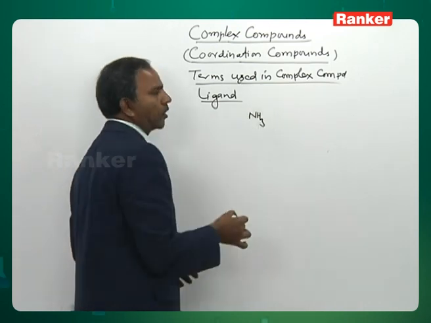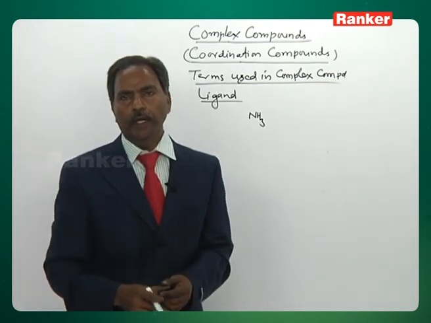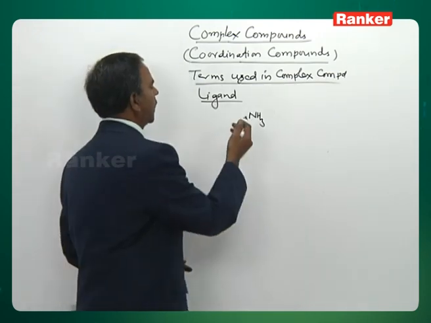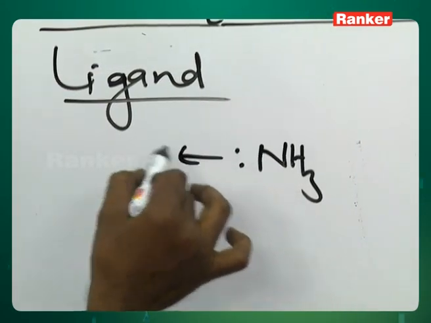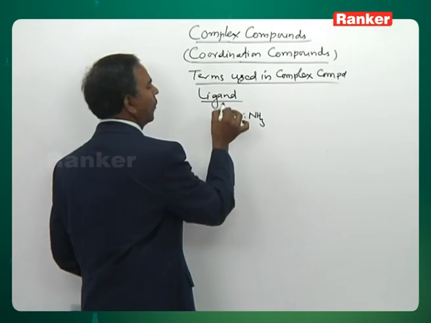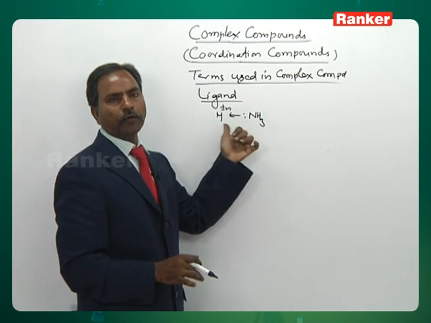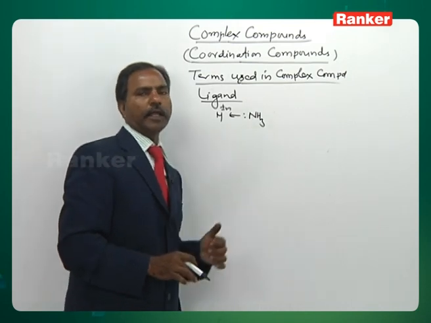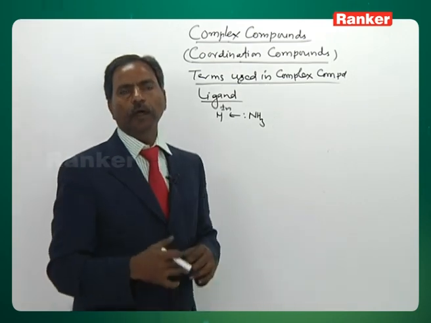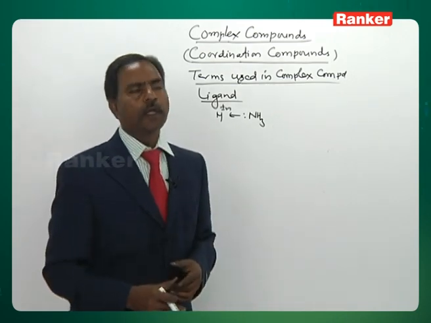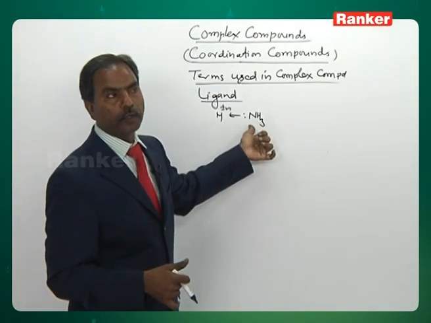A molecule or ion which is capable of donating a pair of electrons, we call it a ligand. Consider NH3, which carries a pair of electrons; it can easily donate a pair of electrons. Next, a ligand molecule may carry one donor atom or more than one donor atom. The ammine ligand carries only one donor atom; this is known as monodentate.